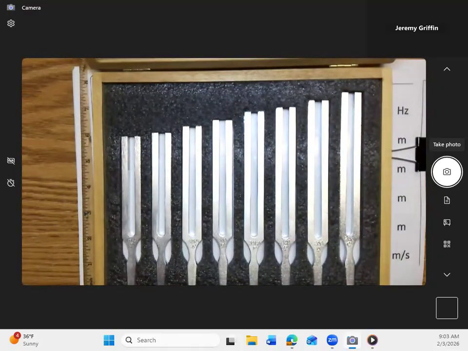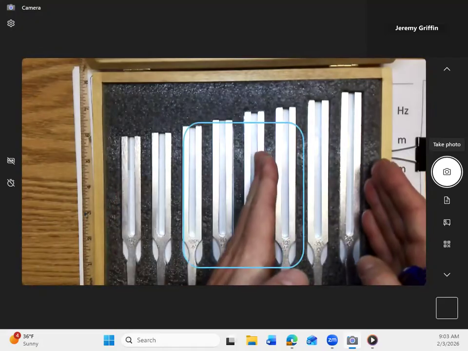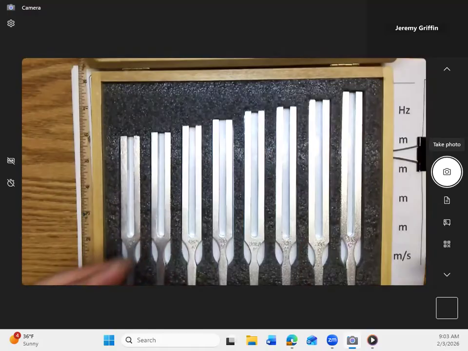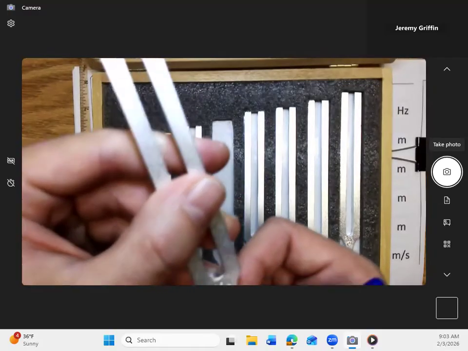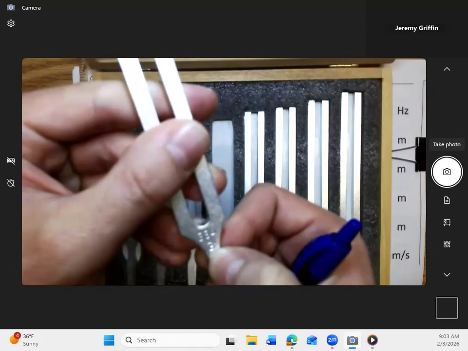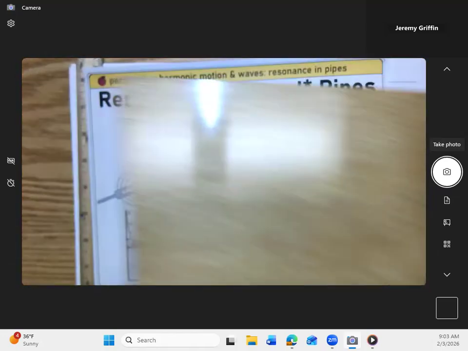I don't know the whole story behind it. For this particular lab, it's kind of hard to get the bigger ones to work with us just because of the length of the pipe on it. So here, I'm going to pick this one. This one's labeled G, and it says 384 hertz. But again, I think that's particular to whatever tuning system they have going on here. All right, so pull that out.